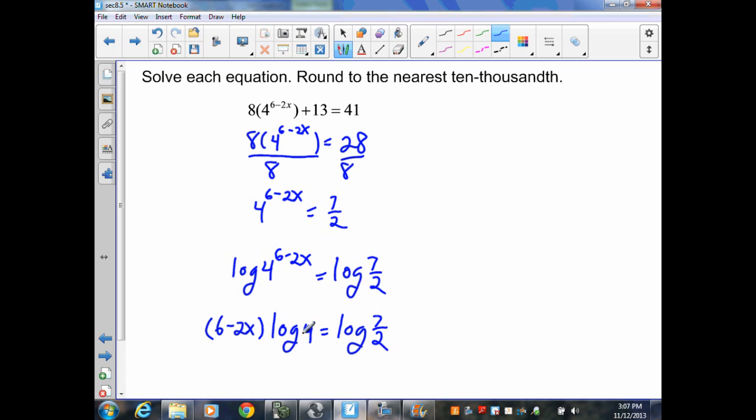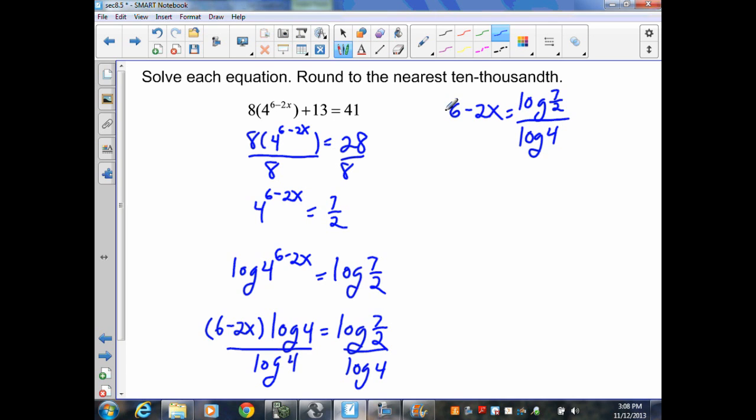Now I can see that my log of 4 is multiplying my quantity with the x in it. So I'm going to divide both sides by the common log of 4. And that's going to give me 6 minus 2x equals the common log of 7 over 2 over the common log of 4.